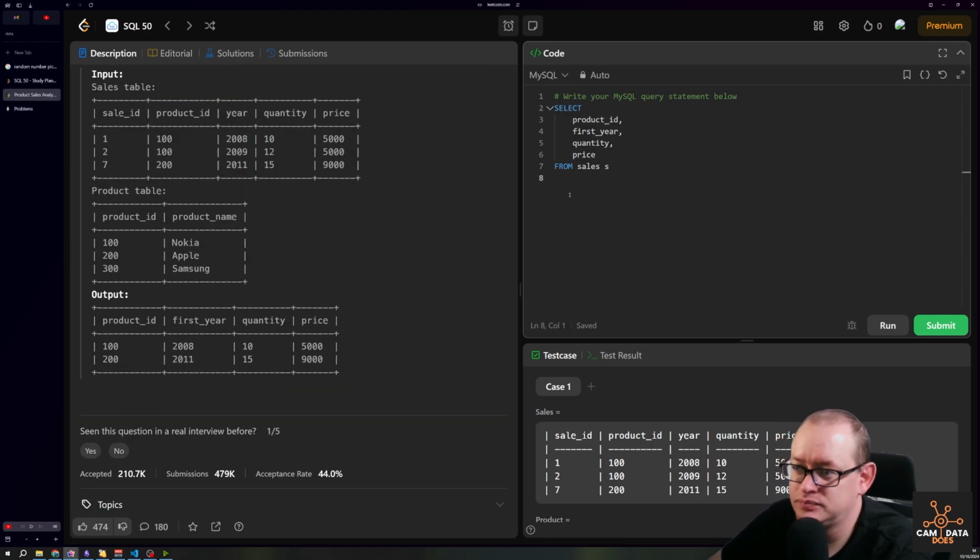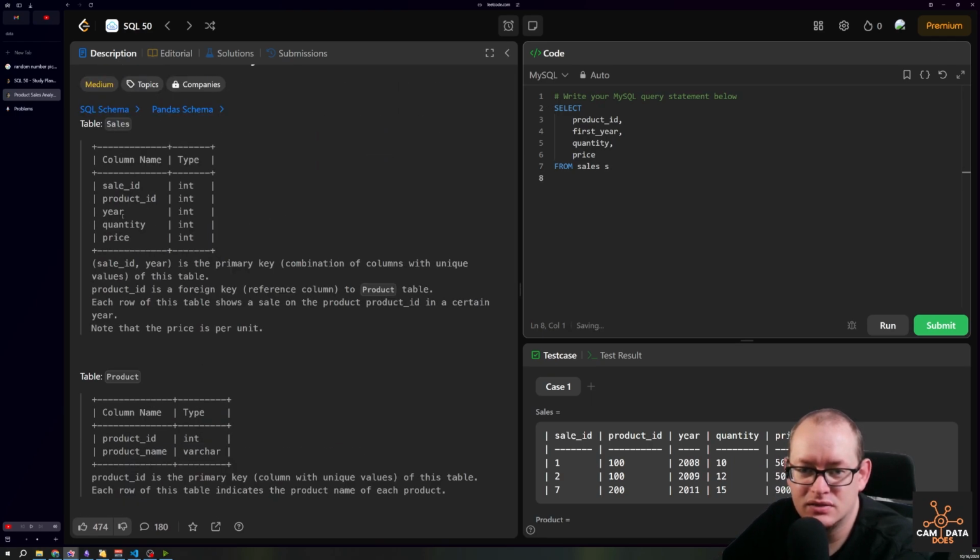All right, so now these year, quantity, price. So this first year does not exist yet. So I'm going to say I probably want like a min of the year as first year, but I might have to do a window function here.